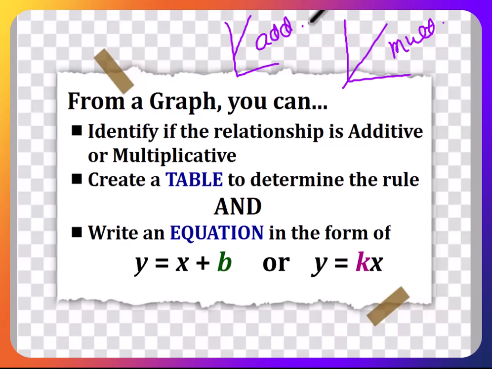Once you do that, then you can choose some points on your graph, create an XY table, and then use the table to write your equation. And they're one-step equations, so the format we use is y equals x plus b for additive relationships, and y equals kx for multiplicative relationships.